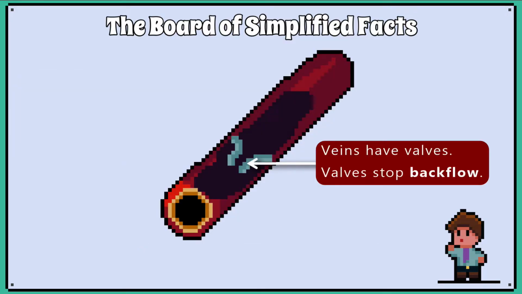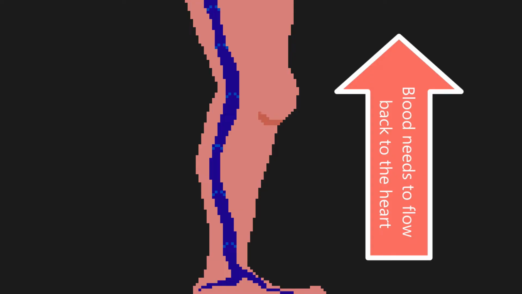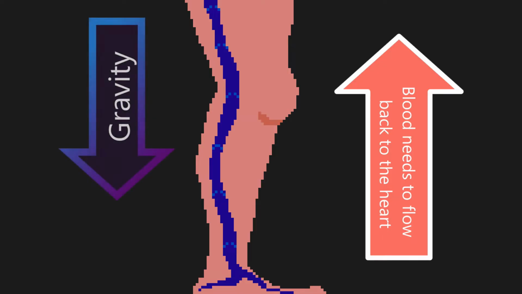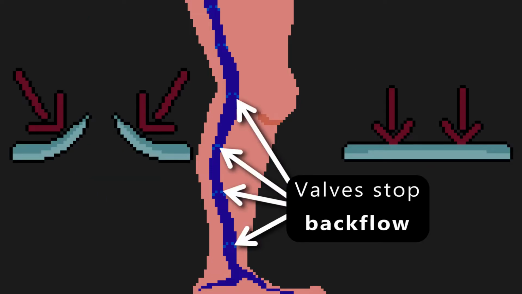The veins also contain valves to reduce backflow. For example, in your legs, the veins need to get blood to travel against gravity and back to the heart. All this with a much lower pressure, so the valves help to keep blood flowing back to the heart.